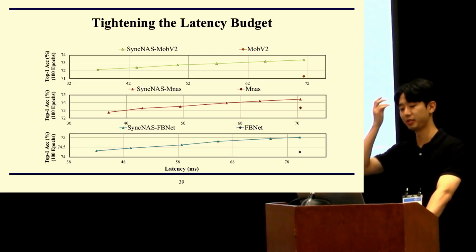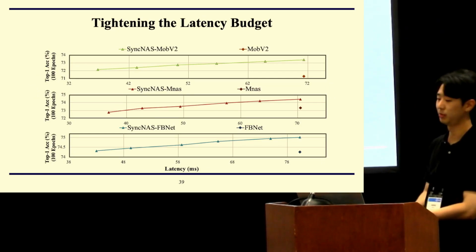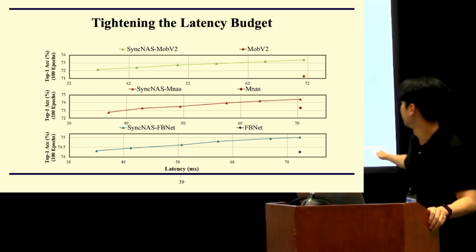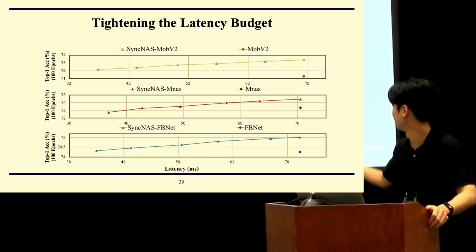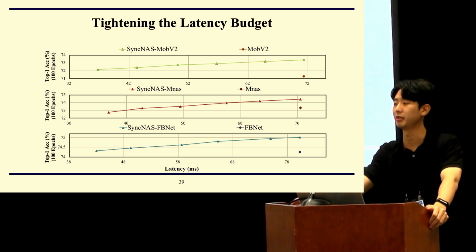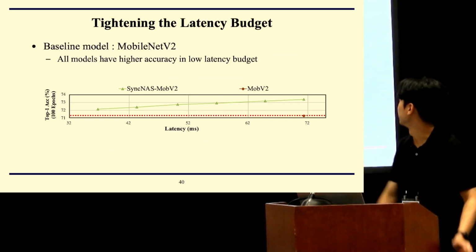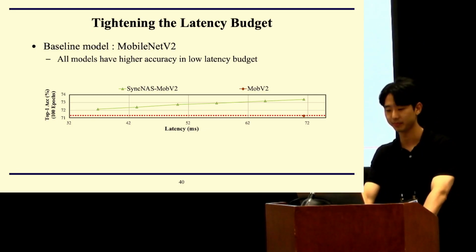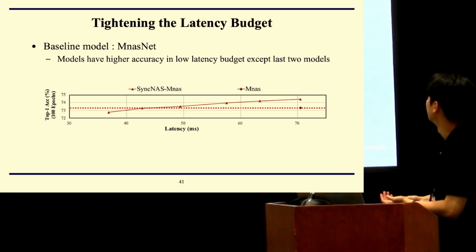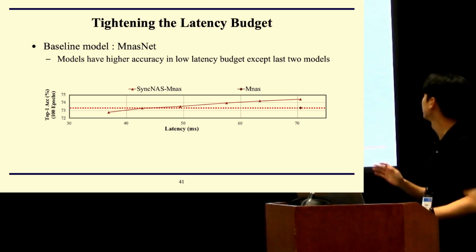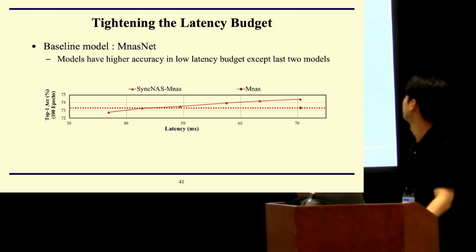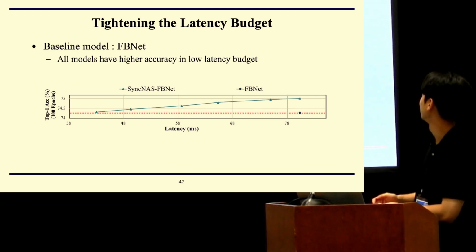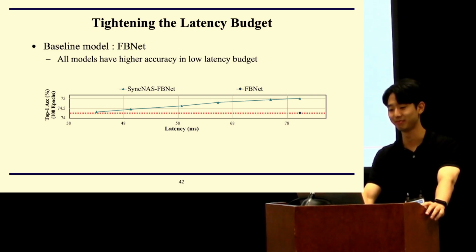Also, in this section, the figure shows the result of our proposed method when tightening the latency budget. The x-axis indicates the latency budget, and the y-axis shows the top-one accuracy. As you can see, in MobileNet V2, all models have higher accuracy in the low latency budget. In MNASNet, models have higher accuracy in the low latency budget, except the last two models. And lastly, in FPNet, all models have a higher accuracy in the low latency budget.